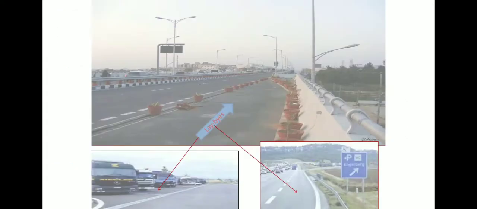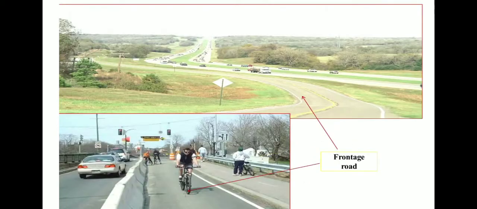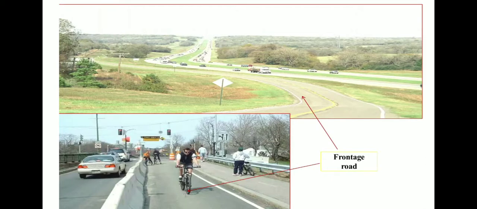So here you can see all of this one by one. So these are lay-bys. Here you can see all these are provided. Okay, so these are the bus bay, means the bus will stop here. There will be no interference with the ongoing moving traffic. Here you can see the frontage road, right? Frontage road. So these are all the types of paths.